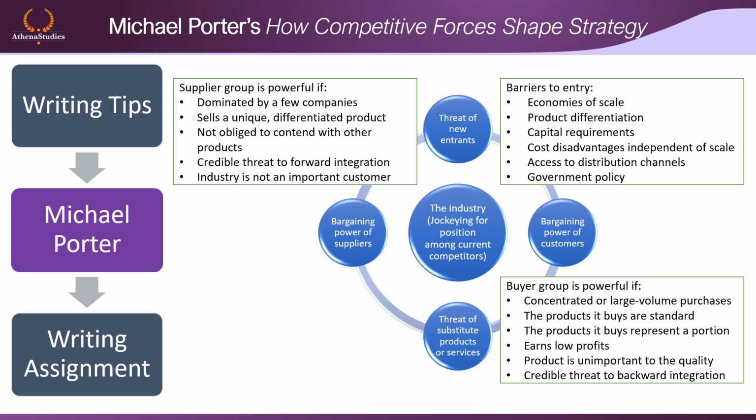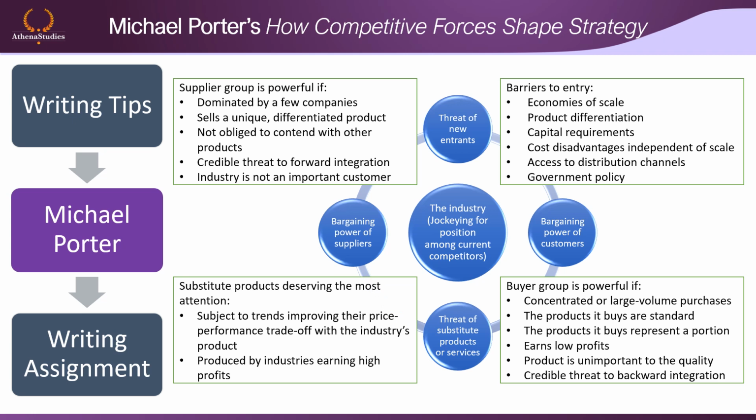If the supplier group is dominated by a few companies, then it is actually powerful. So if there are only a few companies inside a supplier group, like in this industry, then the company in the industry does not have a lot of power. Then if the supplier group sells something unique or differentiated, the company also would not have a lot of power, and they wouldn't have a say in what the prices will be, what the cost will be, and all of these things. So this is basically everything that you need to know about the supplier group. And if the industry is not an important customer for the supplier group, then the supplier group is also going to have a lot of power, because they would not be as interested in the industry they're supplying.